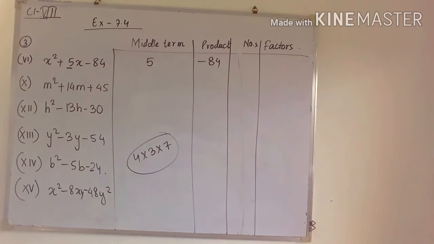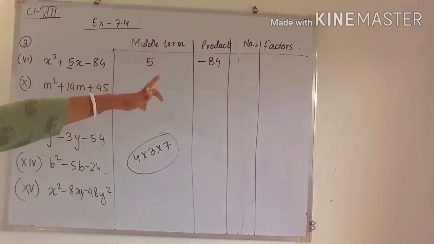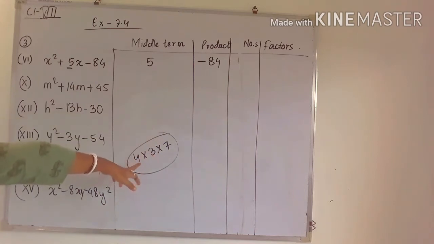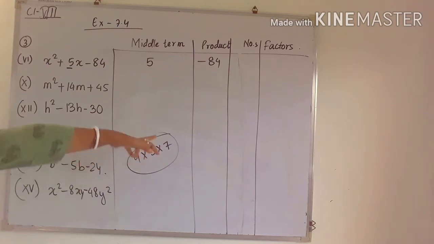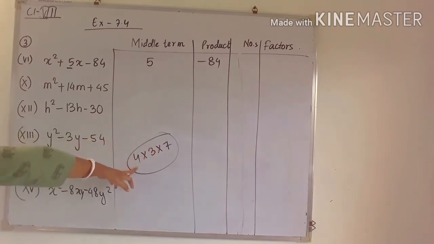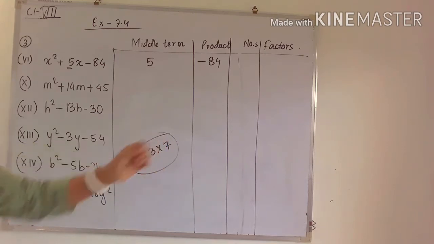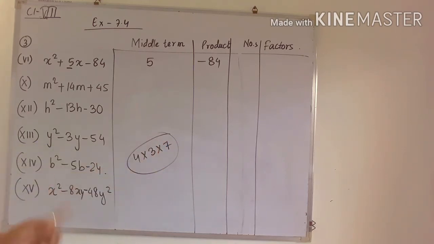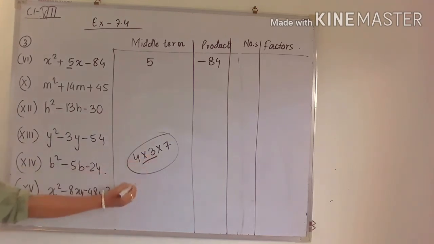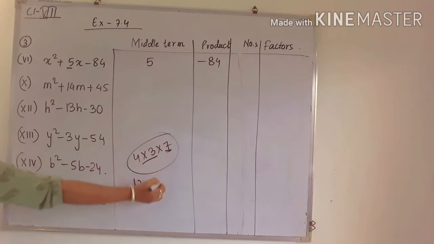So see, in the last question also what I have done: you have to take the product and find the prime factorization, or you can simply do factorization. See what factorization I have done. 4, because this is divisible by 4, so 4 into 21 is 84. So 21 we can write as 3 into 7. If I multiply 4 with 3, I will get 12, and the remaining number will be 7.